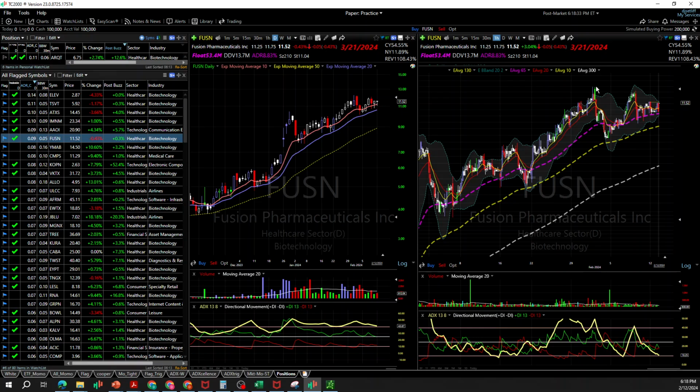This one looks pretty decent. If this one can break out of this little flag here, that might be another good one. But you can see it's got a nice, decent range here. You can see the volume is drying up as it moves through the right side of this supply and demand interplay.